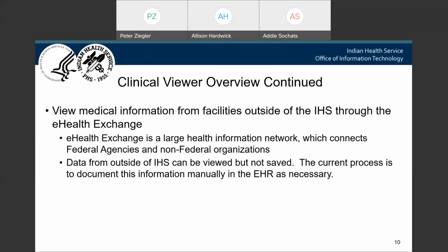You can view medical information from facilities outside of the IHS through the eHealth Exchange. eHealth Exchange is a large health information network, and it connects federal agencies and non-federal organizations. Data from outside of IHS can be viewed, but it's not saved. I will demonstrate that in the Clinical Viewer demo, but the information is there for viewing. The current process is to document this information manually in the EHR as necessary.